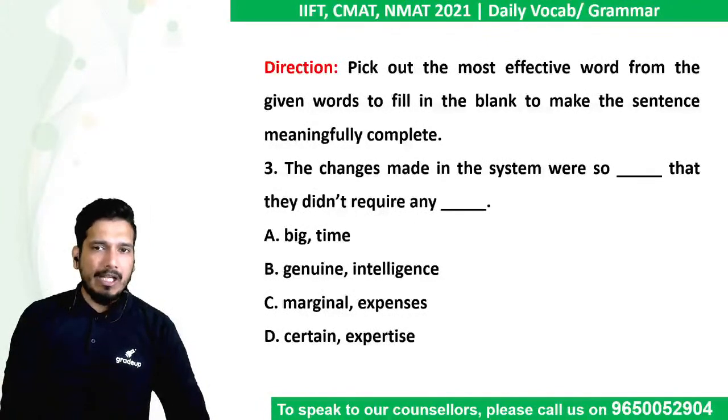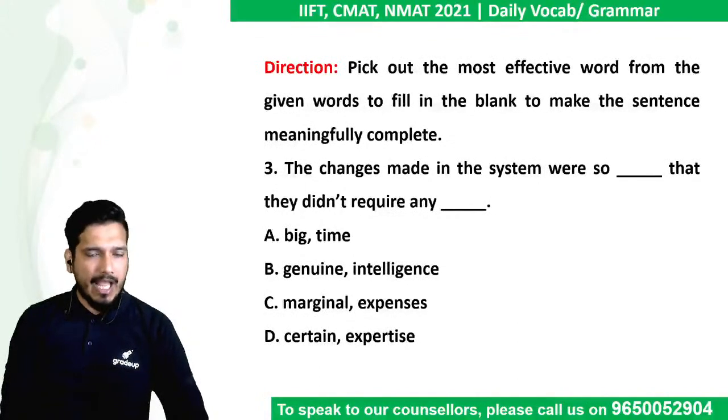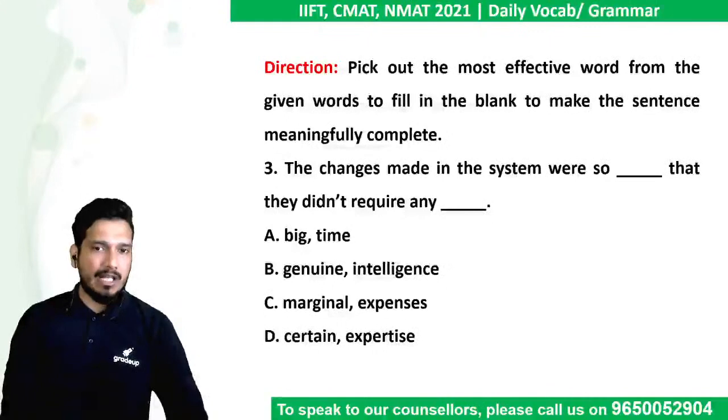The changes made in the system were so dash that they didn't require any dash. A. Big is to time. B. Genuine is to intelligence. C. Marginal is to expenses. And D. Certain is to expertise.